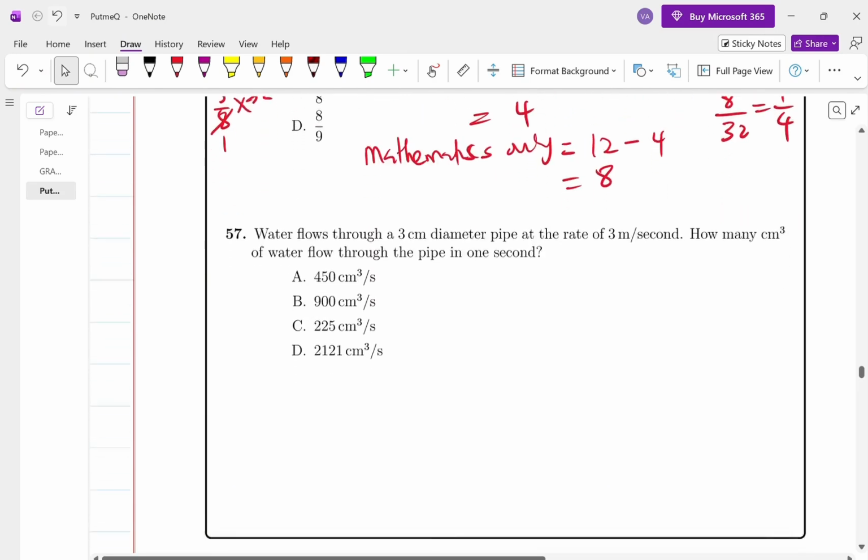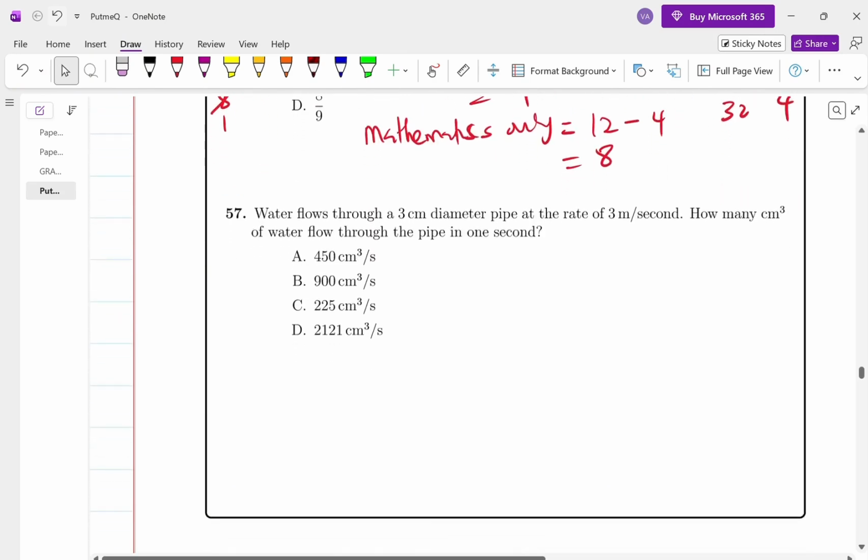Water flows through a 3 centimeter diameter pipe at a rate of 3 meters per second. How many centimeter cubed of water flows through it in 1 second? That's a simple one. First, I want to find the radius. I like converting to radius. The radius is 3 cm over 2, that's 1.5 cm.